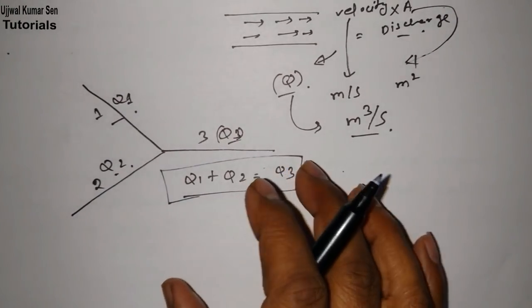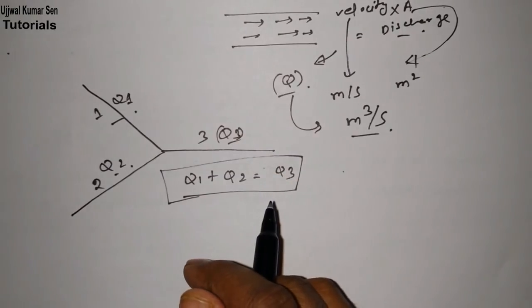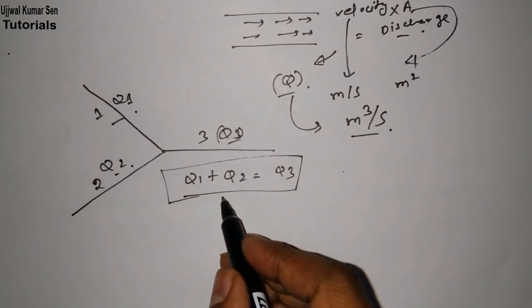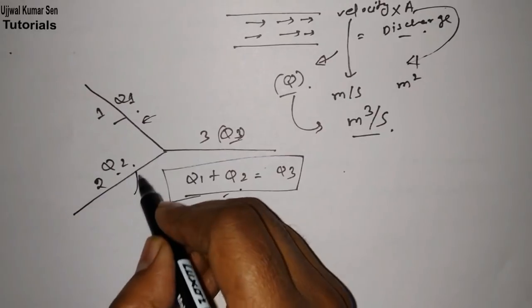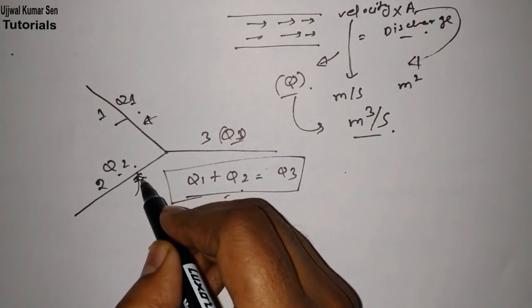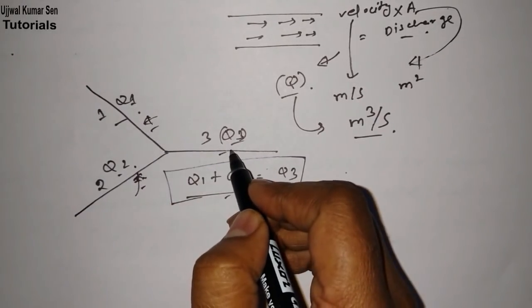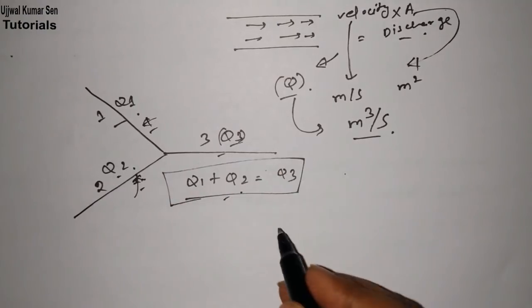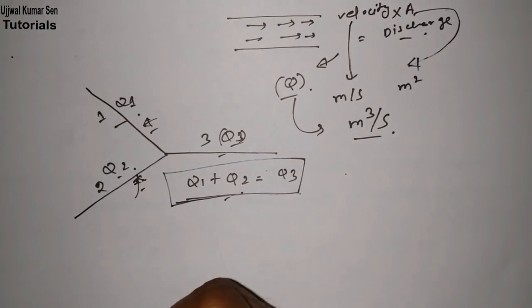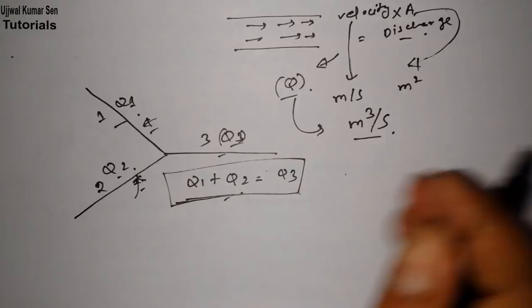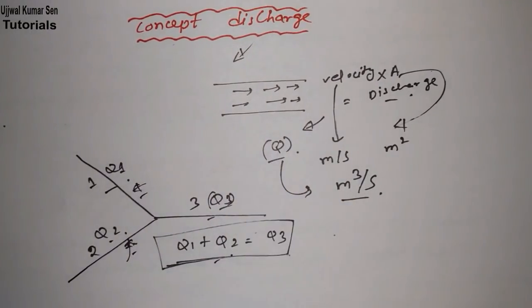This holds if you neglect friction loss. If you consider friction loss, then we cannot apply it, because we don't know how much head loss will be taking place here and here and here. So we have to neglect that to validate the equation Q1 plus Q2 is equal to Q3. Based on this concept of discharge, there is a question they asked in GATE in a previous year, and because of that I am creating this video tutorial.